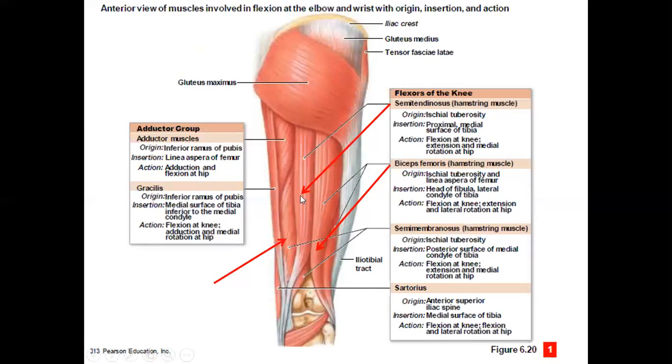The other two are the semitendinosus and the semimembranosus. The semitendinosus sits on top of the semimembranosus, and with a T, both of these muscles insert on the tibia. So the semitendinosus and semimembranosus insert on the tibia, and the semitendinosus sits on top of the semimembranosus. And all three of these muscles together work to flex the knee.